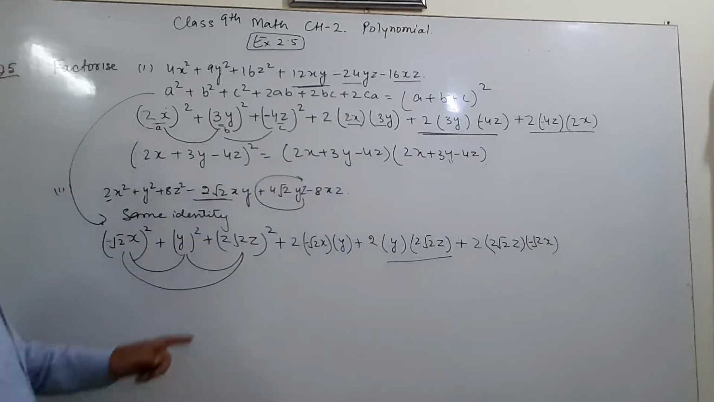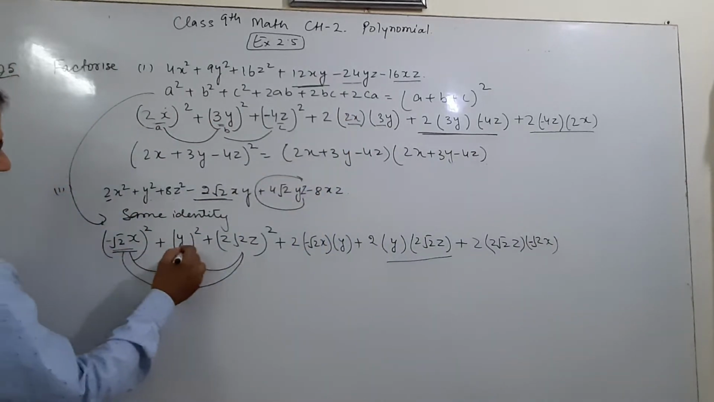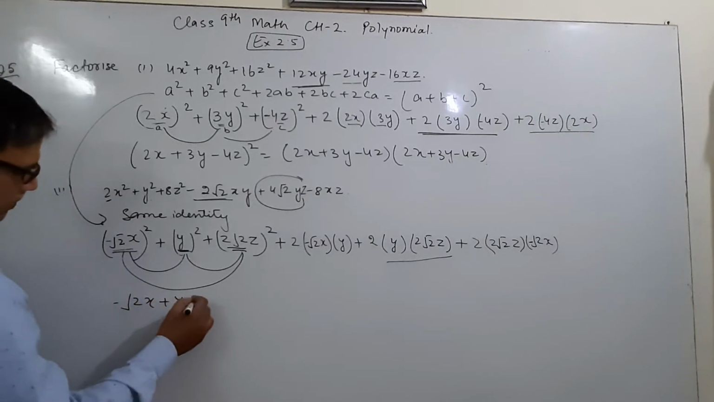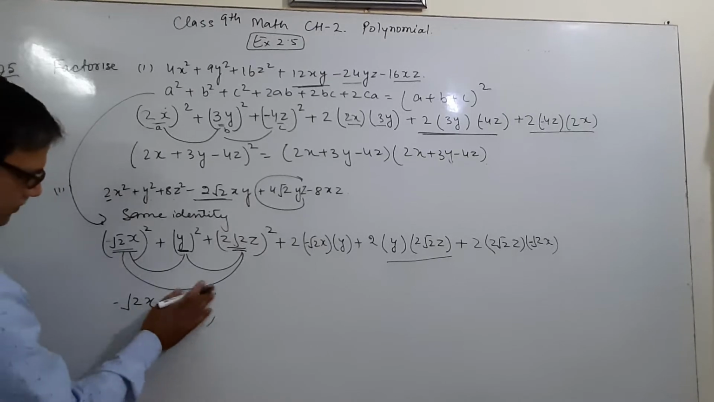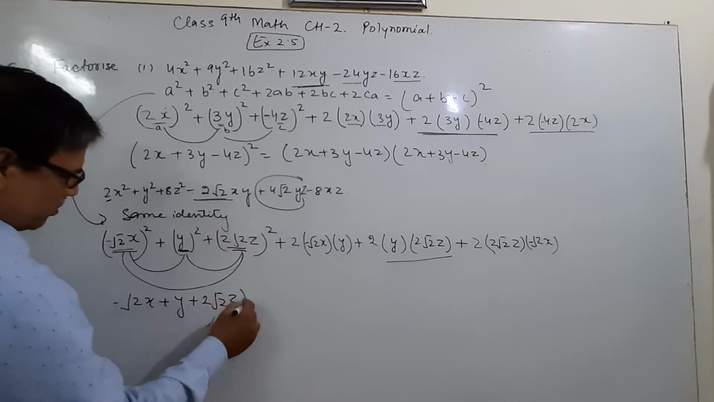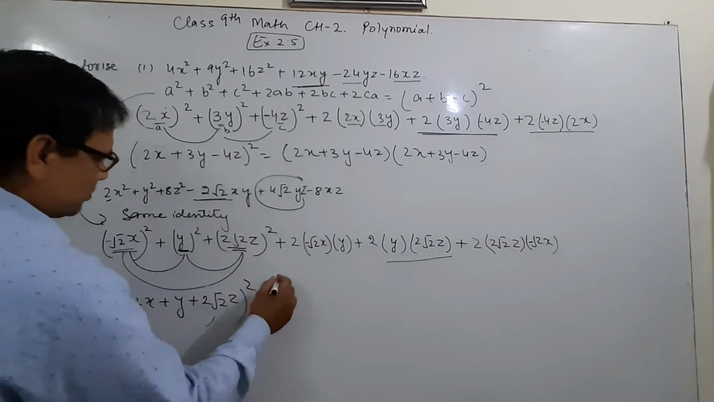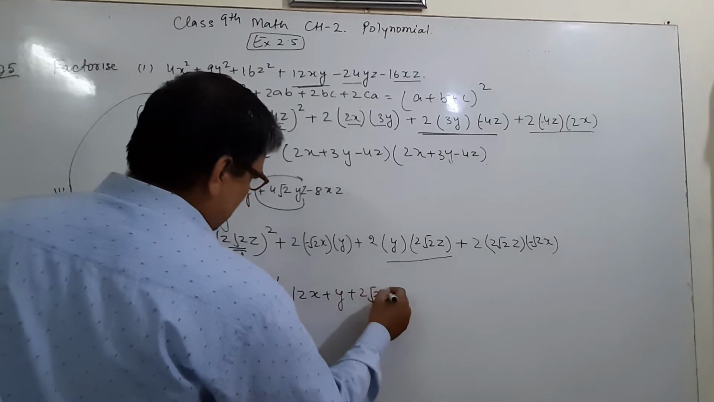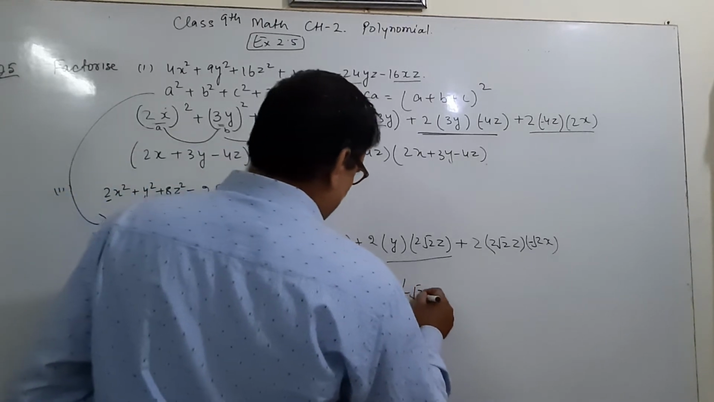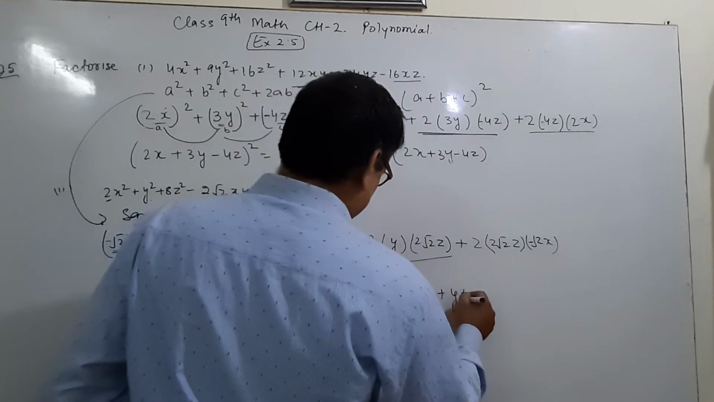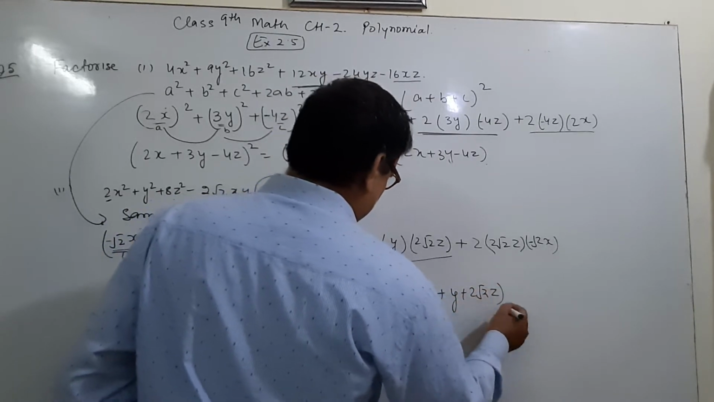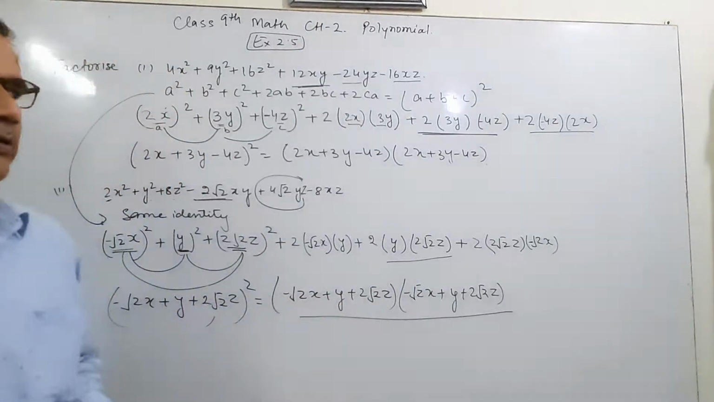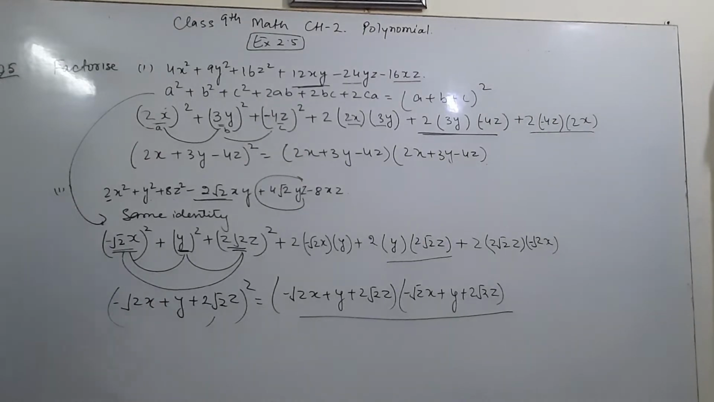And now simple formula, a plus b plus c whole square. This is a, this is b, and this is c. It means minus root 2 x plus y plus 2 root 2 z whole square. This is equal to minus root 2 x plus y plus 2 root 2 z. If you take both negative, then this will be negative and this will be positive, and it is your answer. This is question number 5.